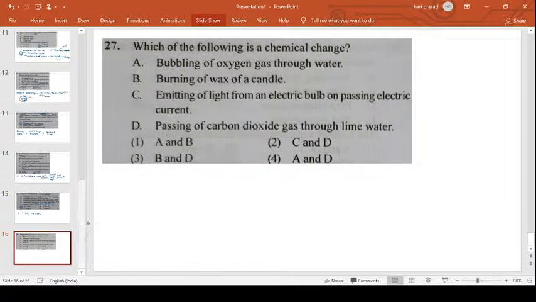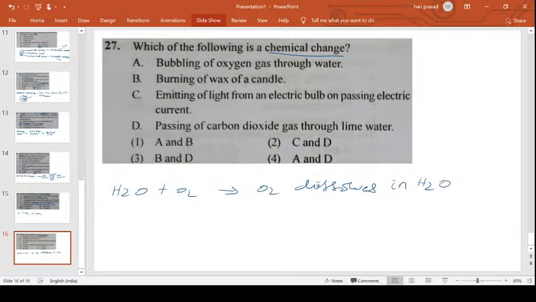Here, burning of candle. They are asking which is a chemical change. First we will see bubbling of oxygen gas through water. We are taking water and passing oxygen into it. Oxygen dissolves to some extent in water, that's all. There is no chemical change.